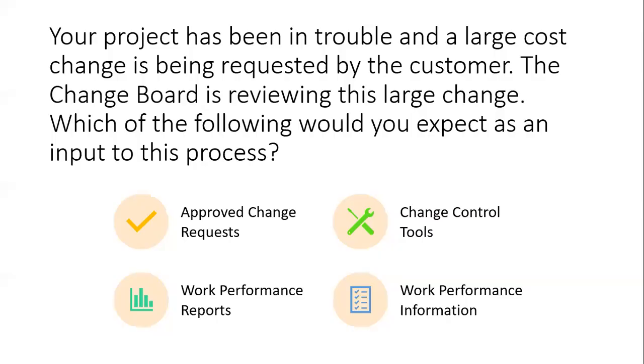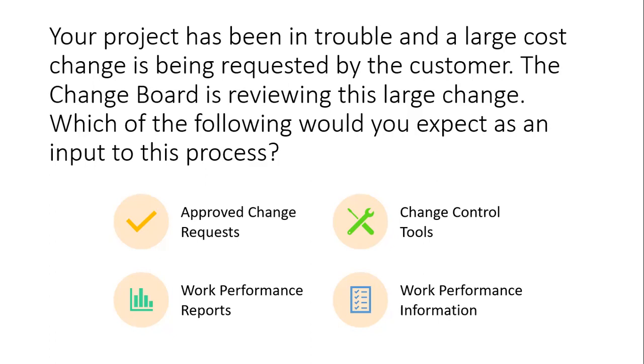It says, your project has been in trouble and a large cost change is being requested by the customer. The change board is reviewing this large change. Which of the following would you expect as an input to this process? Now, this is a very simple question, but in order to answer it right, you need to distinguish between an output from a process and an input to a process. You should also be able to distinguish between relationships, what is related to the process and what is not. So let's take a look.